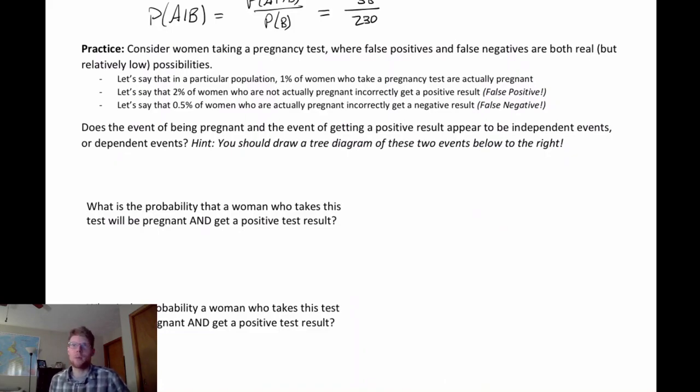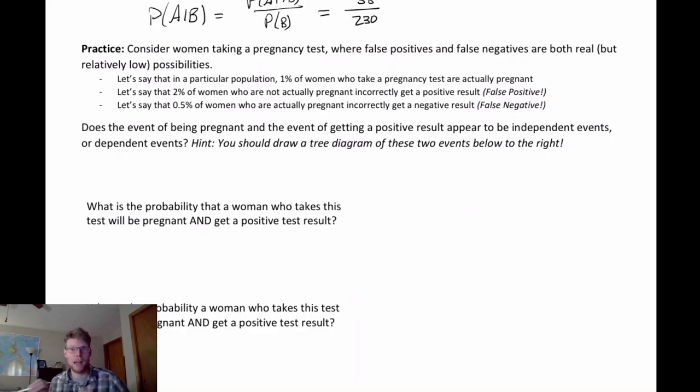Let's say that we're looking at a pregnancy test where false positives and false negatives are both real but relatively low possibilities. Let's say that in a particular population, 1% of women who take a pregnancy test are actually pregnant. Let's say that 2% of women who are not actually pregnant incorrectly get a positive result. And let's say that 0.5% of women who are actually pregnant incorrectly get a negative result. So the first question that we want to know is, does the event of being pregnant and the event of getting a positive result appear to be independent events or dependent events?